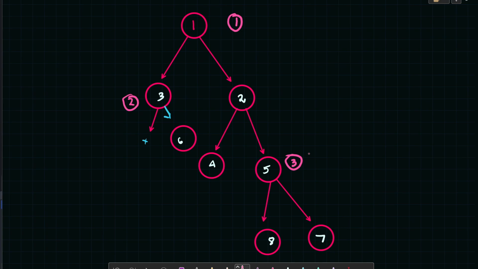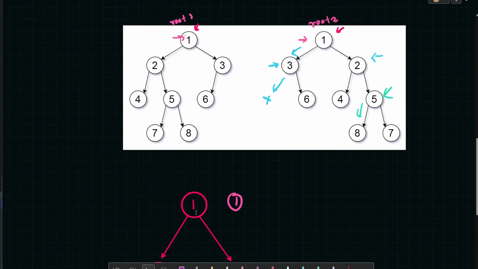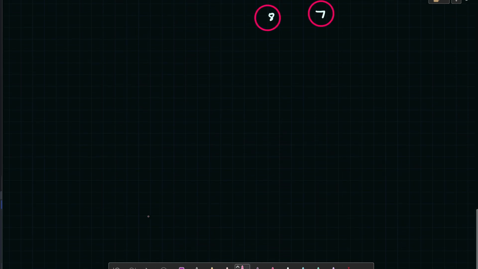Okay, I hope you understand the question right now. So in my case, we can clearly see that my root 1 is now equivalent to root 2, so we can simply return true. Now let's understand some test cases also.